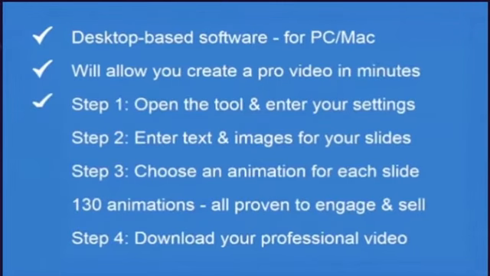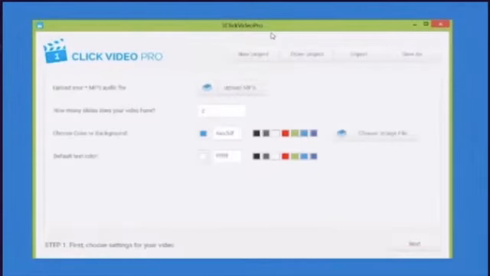Firstly, we open the tool and tweak a few settings. Secondly, we enter text, video, and images for each of the slides that we want to create. Thirdly, we choose from over 130 proven animations, all of which engage and sell, and basically pick an animation for each of our slides. And finally, we download our brand new professional video, and that's literally all there is to it. So let me give you a quick demonstration.